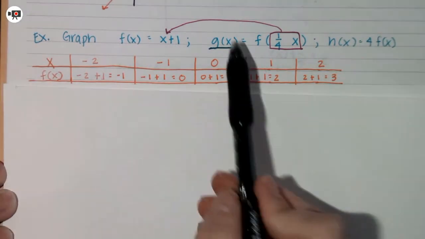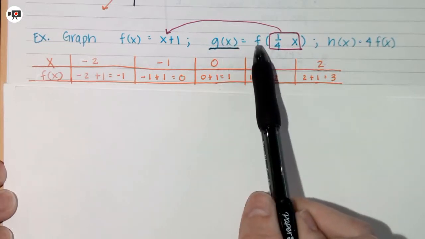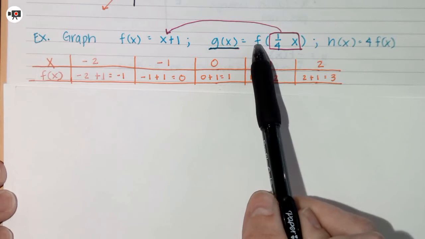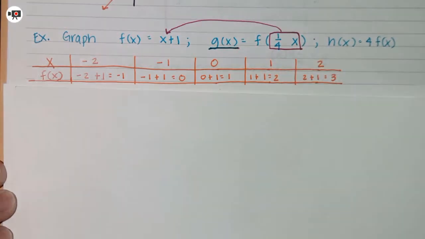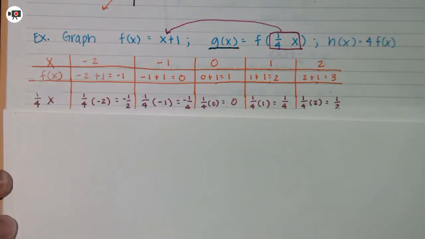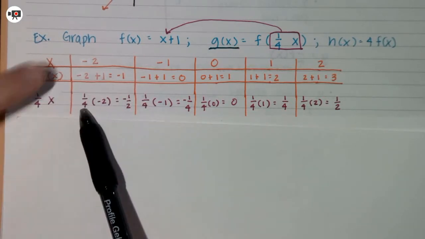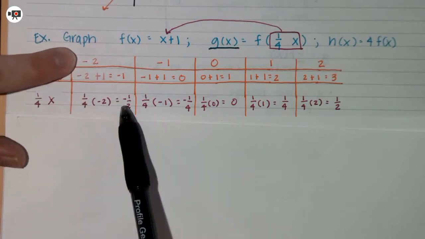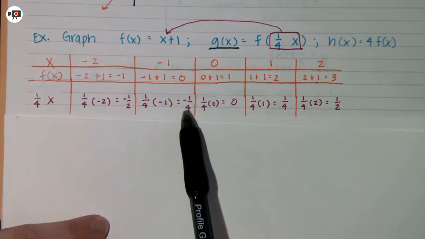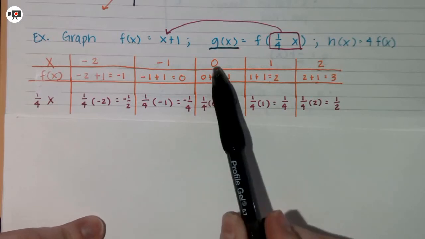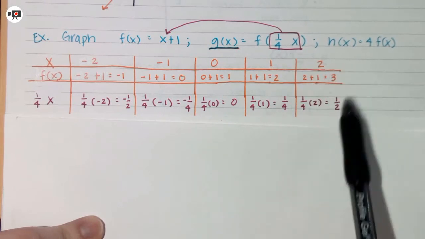Next, I'm going to work on g of x. But to get my answer for g of x, I have to use f of x. When I'm using f of x, what I put into the f of x has to be 1/4 of x. So, I need to find first 1/4 of x. So I have 1/4 times my x value, -2, to give -1/2. 1/4 times -1 is -1/4. 1/4 times 0 is 0. 1/4 times 1 is 1/4. And 1/4 times 2 is 1/2.